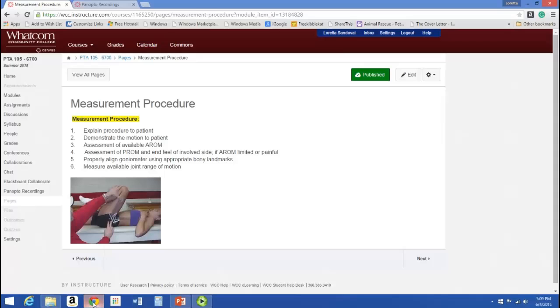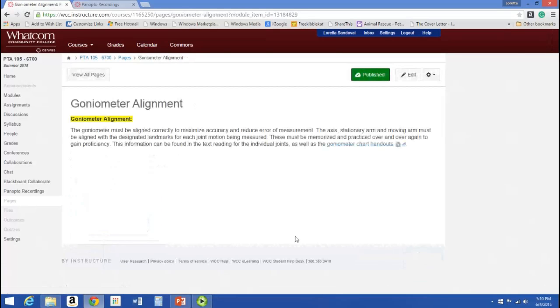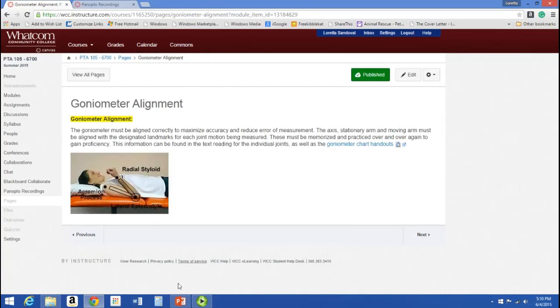So once we've done all those things, then we are going to palpate the appropriate bony landmarks. We're going to align the goniometer using those bony landmarks, and then we're going to measure the available joint range of motion. So we're going to try to be consistent with that procedure, and I'm going to go over that again just so you're familiar with it. And we'll talk a little bit about the alignment of the goniometer.